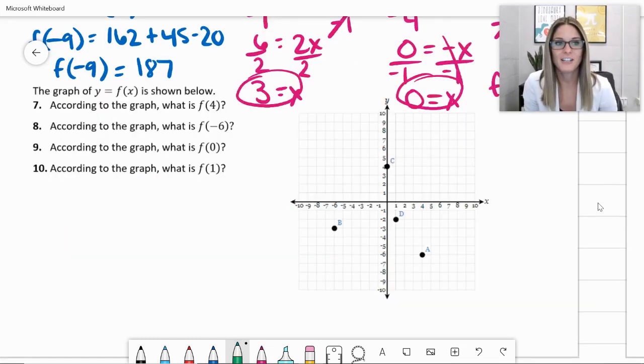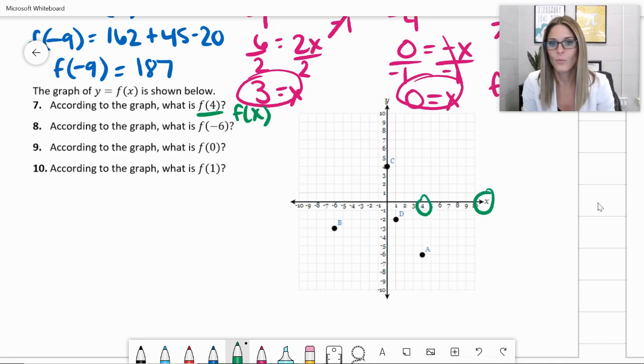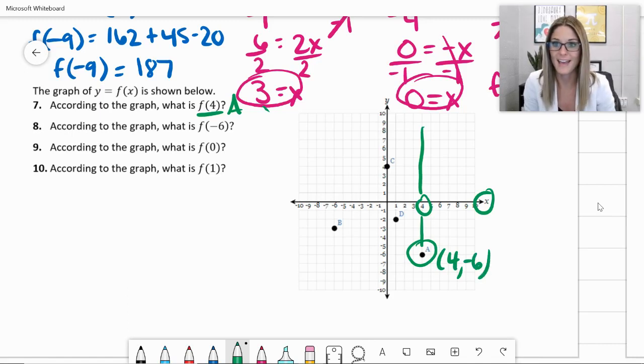Now let's look at the graph here. It says the graph of y equals f of x, some function, is shown below. According to the graph, what is f of 4? Now remember, that would be like writing f of x. So I'm asking, where is x equal to 4? So on my x-axis, 4, what point? So I'm going to look up and I'm going to look down. Where do I have a point? Right there. A is that answer there. That ordered pair was 4, negative 6, but it is point A.